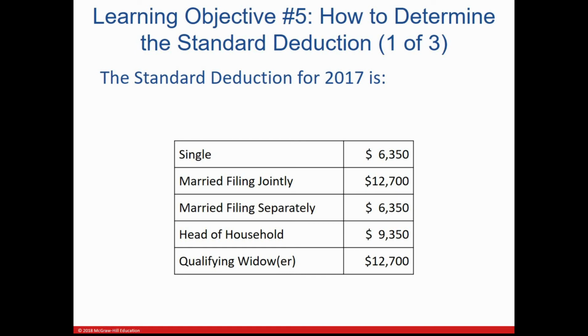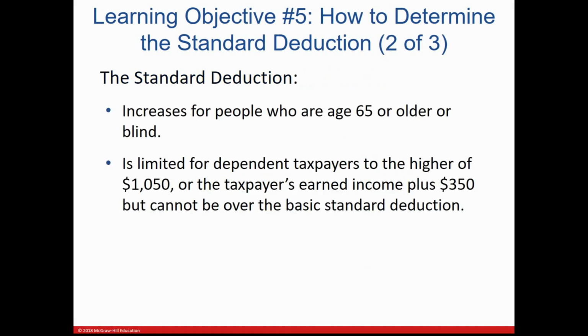Head of household, a little bit more, because this is a person who is unmarried and has a qualifying child that they're providing more than half the support for. And then a qualifying widower, which again is just like a married filing joint of $12,700. We do adjust the standard deduction for people, for example, who are 65 or older or blind.